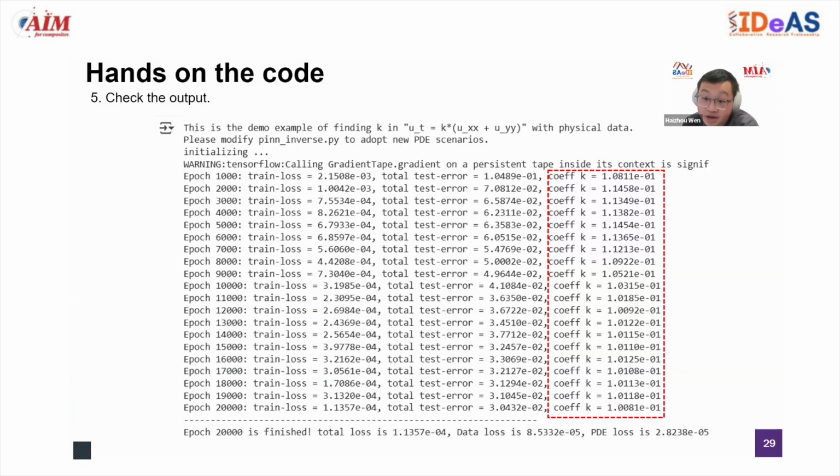So if you check the output history of the target coefficient K, which is supposed to be 0.1, you can see the prediction of this coefficient is gradually approaching the right value. This means the inverse PINN has captured the right PDE. And the training time of this specific inverse problem is longer, since the inverse problem is usually more complicated than a forward one.